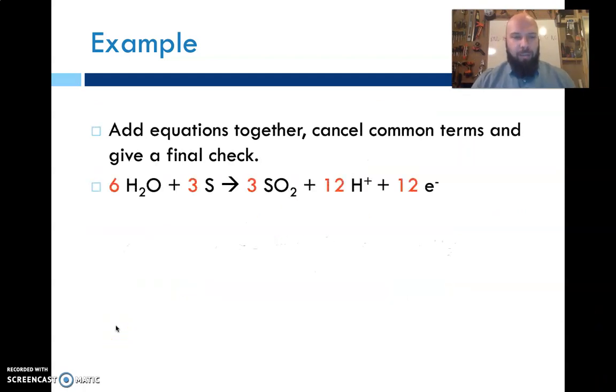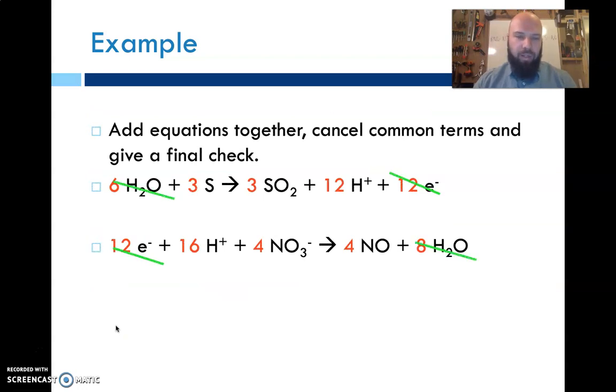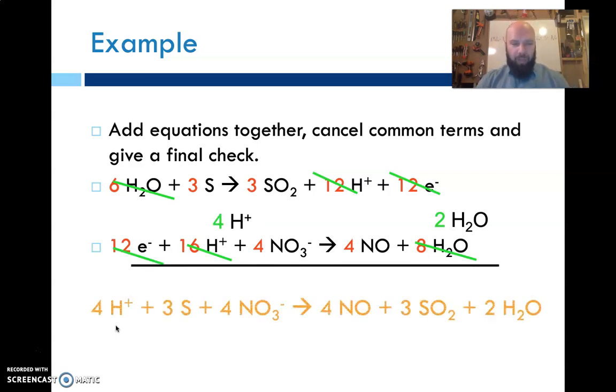Let's do that final step. Here you have the electrons canceling out. You had 6 waters as a reactant and 8 as a product, so 2 will remain a product. You had 12 hydrogens as a product and 16 as a reactant, so 4 will remain a reactant, and your final chemical equation will be 4 H plus, plus 3 S, plus 4 nitrate, gives 4 NO plus 3 SO2 plus 2 water. So in this equation, it was under acidic conditions, so that 4 H plus will exist.